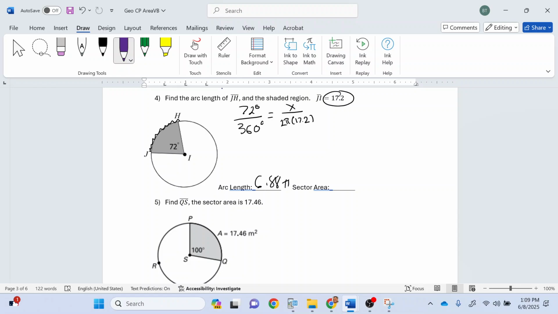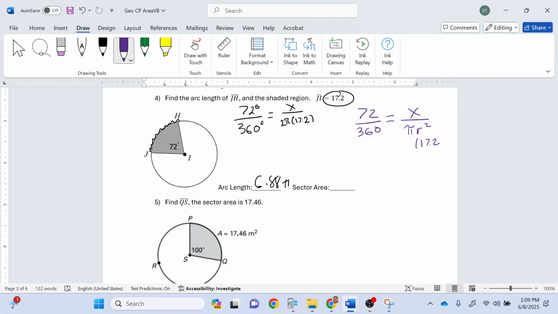Over here, the sector area, the setup is almost exactly the same. You're still talking about 72 degrees. You're still talking about 360 in the circle. You're still talking about the mystery, but in this case, we're talking about the area of the pizza slice, like the cheese on the pizza slice, divided by the sector area, which is going to be pi r squared, okay? So pi r squared, where r is again 17.2.